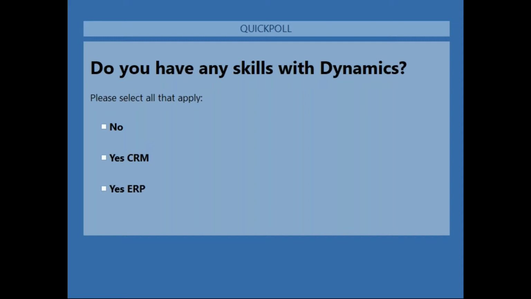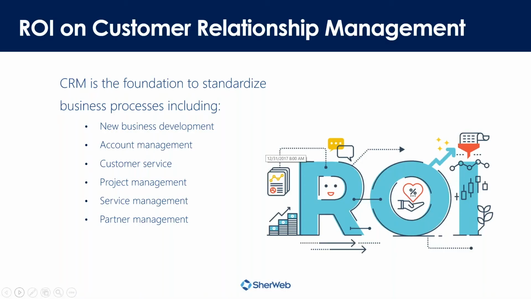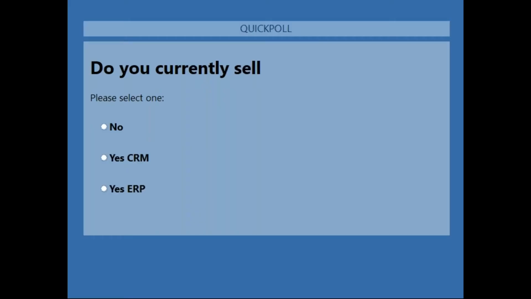Okay, so we already got three quarters of the answers. Actually, 60% of the attendees have CRM skills, 30% don't have Dynamics skills, and the other 10% have ERP skills. That's interesting. Second question, do you currently sell CRM or ERP solutions? No, I don't. Yes, CRM. Yes, ERP.